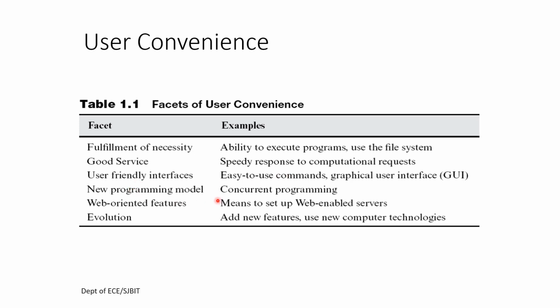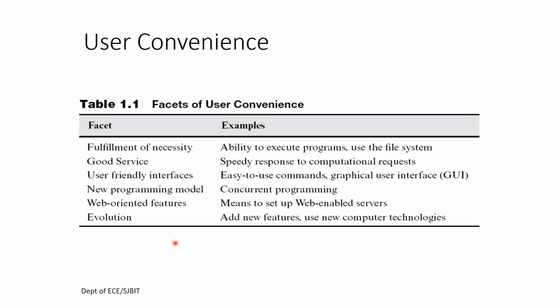New programming model. In that, concurrent programming, so concurrent programs can be executed at a time. And web-oriented features. That means setting up web-enabled services. And evaluation: add new features and use new computer technologies. So these are the examples of the user convenience facets.